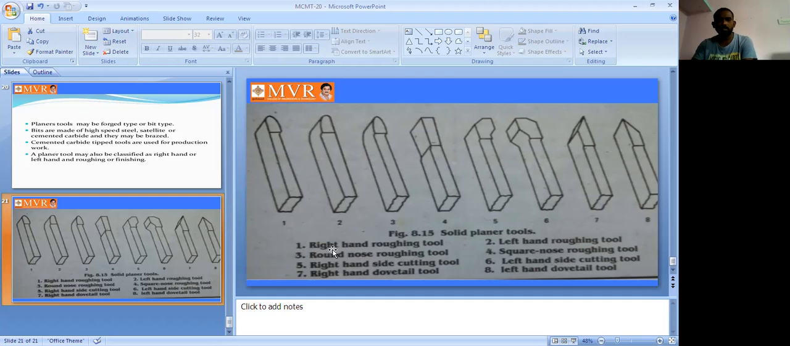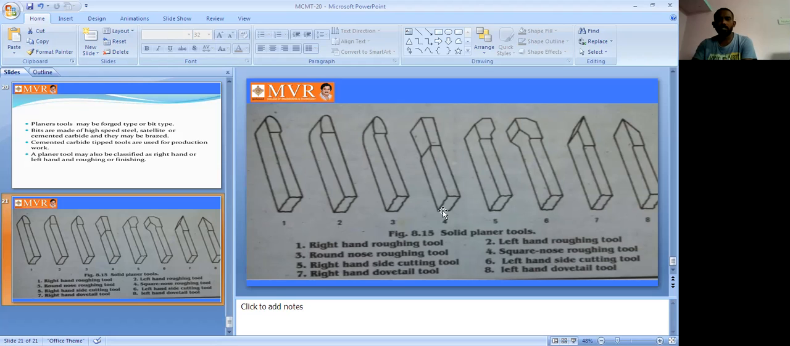So the first one is the right hand rough tool. The second one is the left hand rough tool. So right hand and left hand, both are roughing tools. Coming to the third one, it is a round nose roughing tool. It is round, so that's what we call a round nose roughing tool.